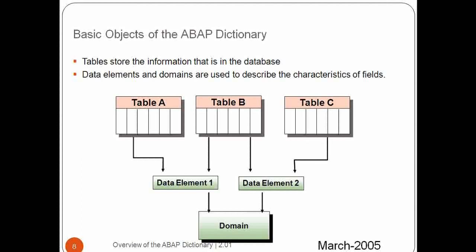This particular domain has 10 characters to decimal, or 10 digits to decimal, and if I want the same kind of requirement, I can just use the existing domain. So multiple data elements could have the same single domain. Likewise, multiple table fields could have a single data element. Okay, is it understandable?